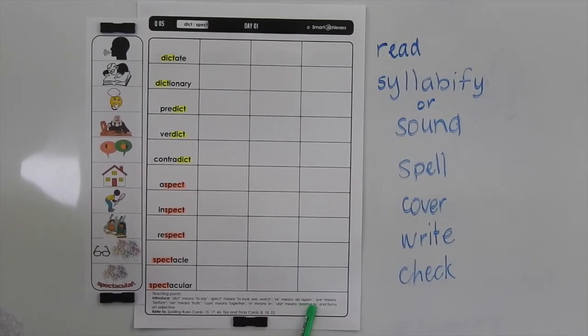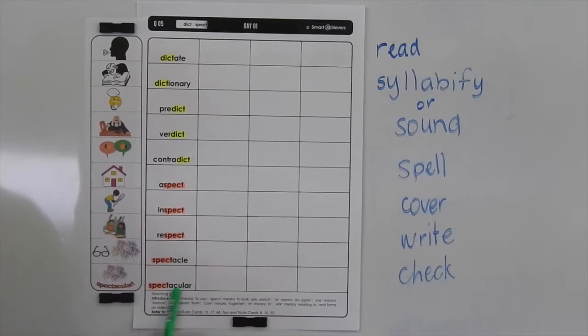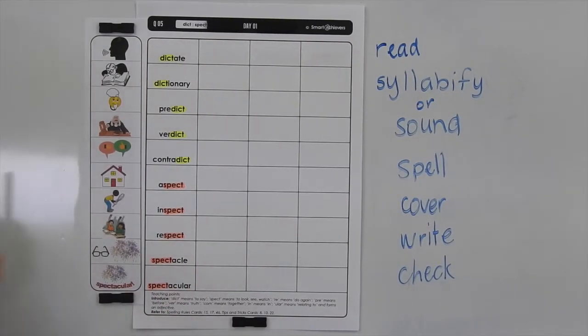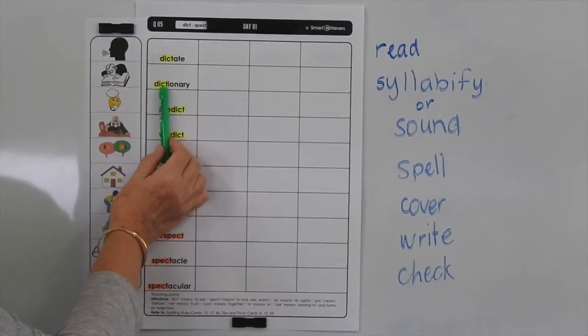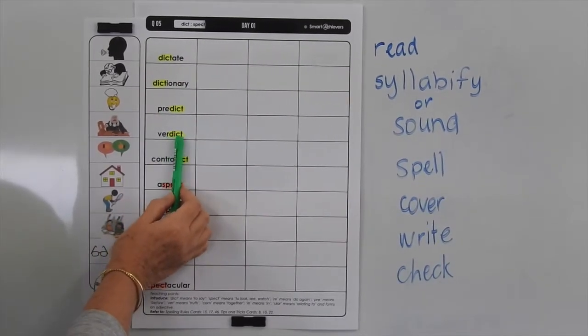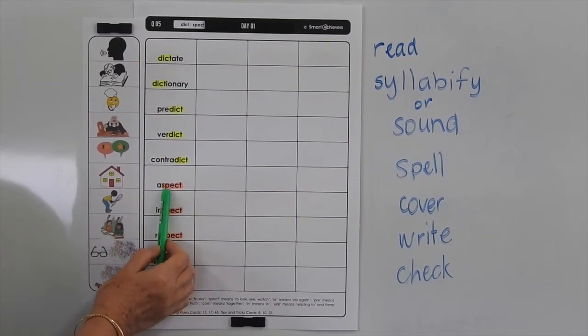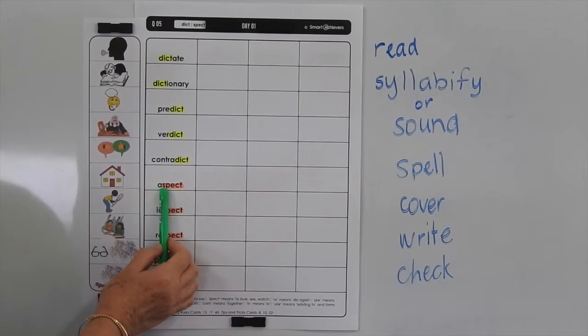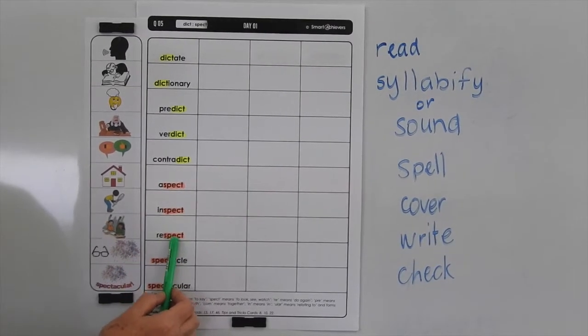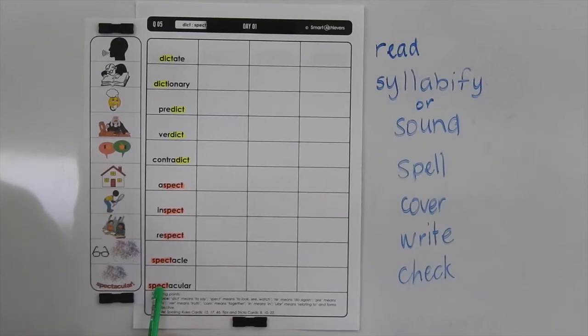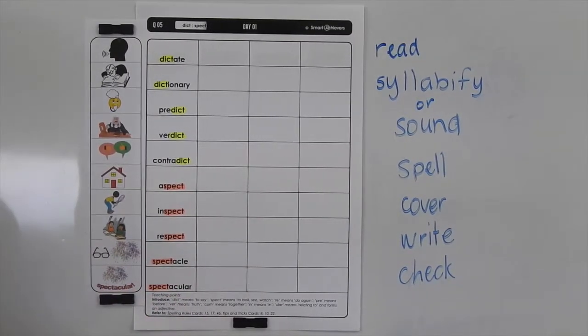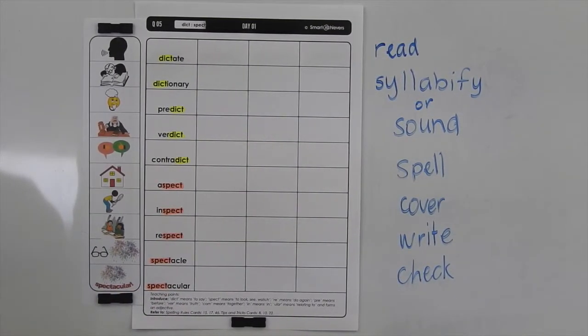Ular means relating to and forms an adjective. So spectacular would be an adjective. So the words we have are dictate, dictionary, predict, verdict, contradict. And then the spect words are aspect, inspect, respect, spectacle and spectacular. So let's have a look at what else we have in these words.